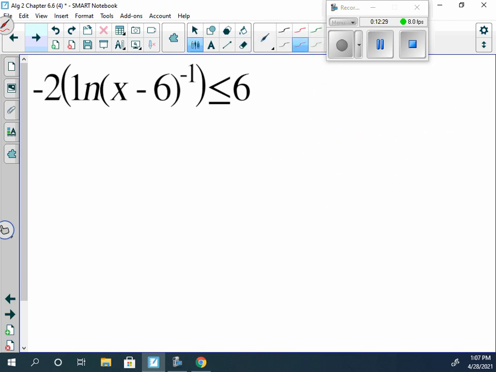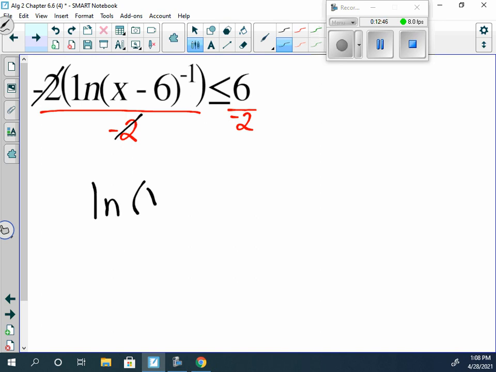But looking at this problem here, what is the first thing we can do? I would divide by negative 2 on both sides. Because when we divide both sides by negative 2, the negative 2 and negative 2 would simplify, leaving us with the natural log of x minus 6 to the negative 1 is greater than or equal to negative 3. Since we divided by a negative, we have to change the inequality sign from less than or equal to greater than or equal to. Any questions on this so far?